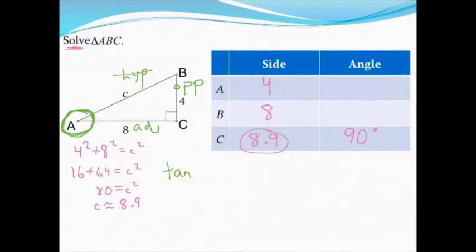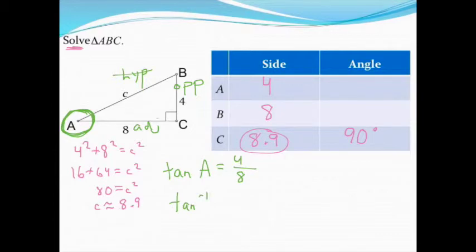So tangent of the angle, I don't know it this time. So remember we put an A there. If we don't know the angle, we use the variable. So tangent of A is equal to the opposite side 4 over the adjacent, which is 8. Remember, since we're missing an angle, we're going to do an inverse. So tangent to the negative first power, although we just say inverse tangent.